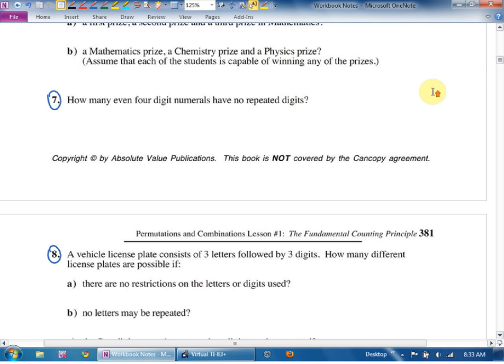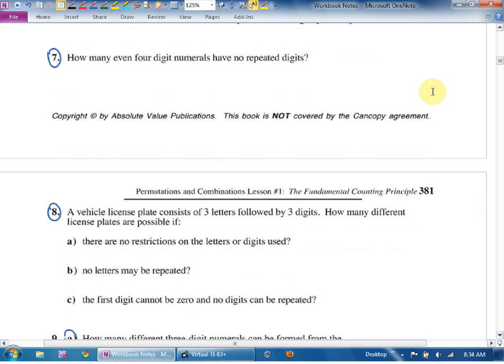There's the magic beep. So we're going over the homework. I rated number 2. Number 7: how many even 4-digit numerals have no... Well, they're talking about 4 digits, so Troy, the first thing I'm going to do is 1, 2, 3, 4.